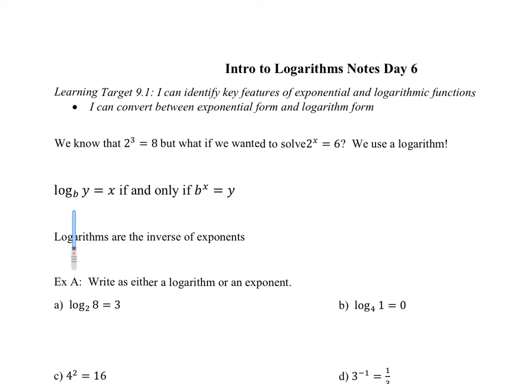So right here we have the log base b of y equals x if and only if b to the x equals y. What that's saying is that this is true only if this is true. So basically these are the same thing, just written in different forms, okay? I'm going to write that out to the side.